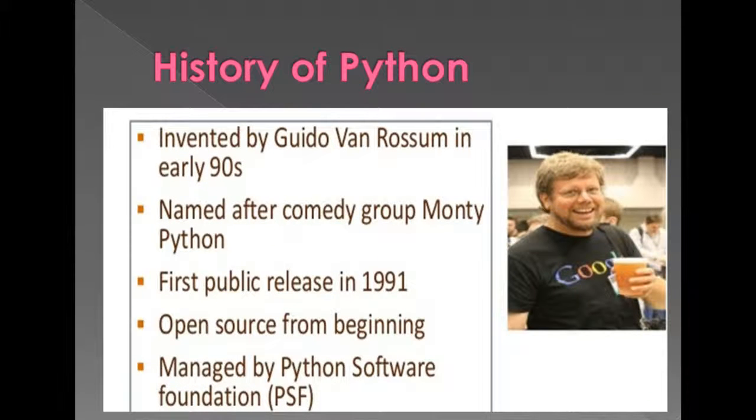Python was invented by Guido van Rossum in the 1990s, and the name Python was given behind a comedy group, Monty Python. Guido van Rossum was a great fan of the Monty Python comedy group. So this was the reason behind giving this programming language the name of Python. It was first released publicly in 1991. This is a programming language which is open source since its beginning. It is managed by the Python Software Foundation, that is PSF.